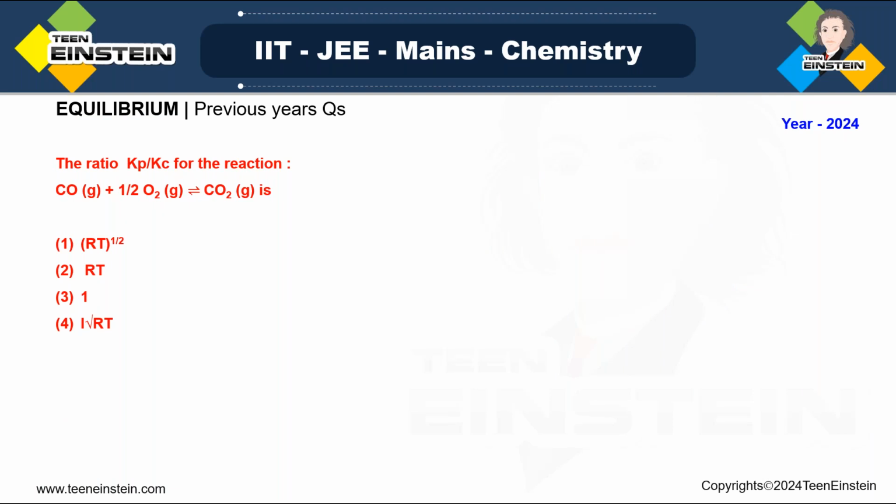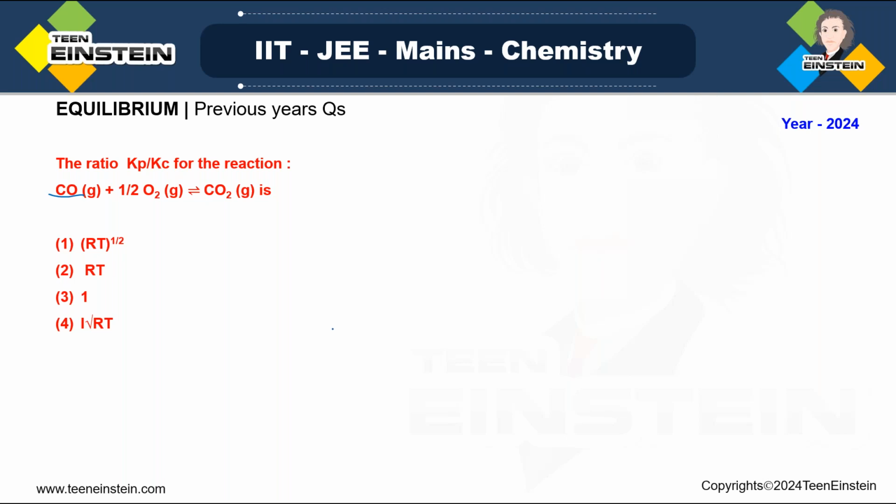The ratio of Kp by Kc for the reaction. Which reaction? Carbon monoxide plus half oxygen, we are getting CO2. Now look at this reaction carefully. It is already balanced, so you don't have to balance it. It is oxidation of carbon monoxide to another oxide, which is carbon dioxide.